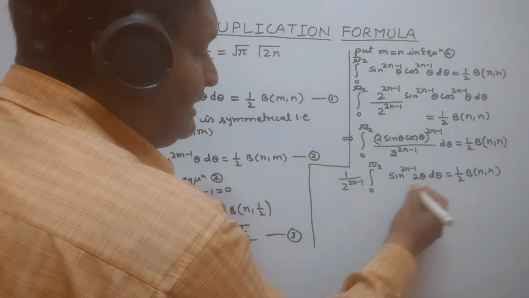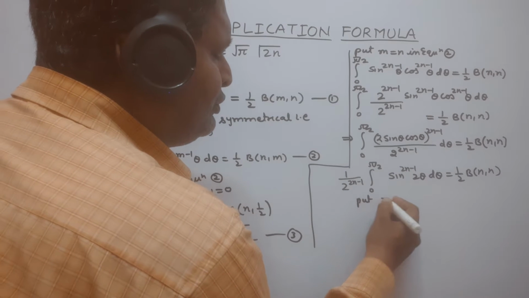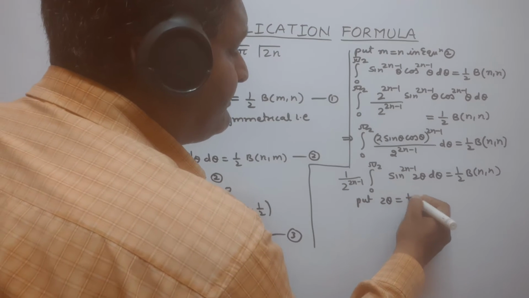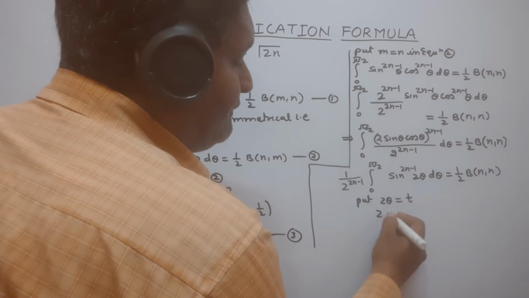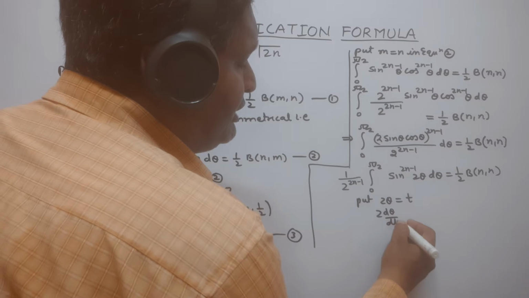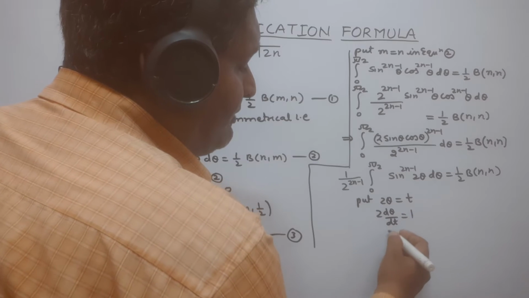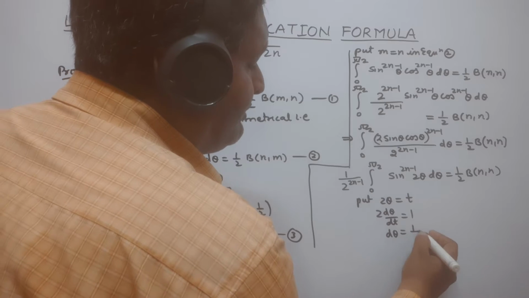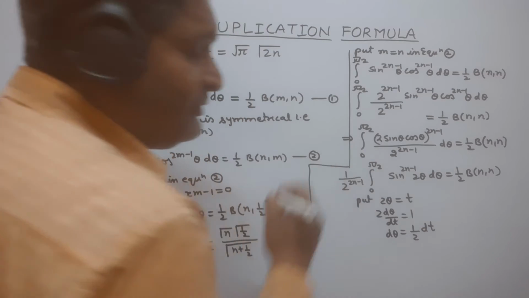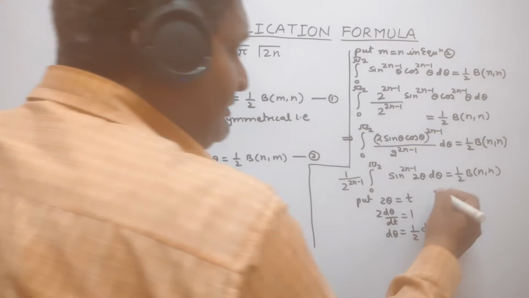Now here on the left hand side put 2 theta is equal to t. So we differentiate this with respect to t, so we get 2 d theta upon dt is equal to 1. So from here we can write d theta is equal to 1 upon 2 dt. Now we'll change the limits here.